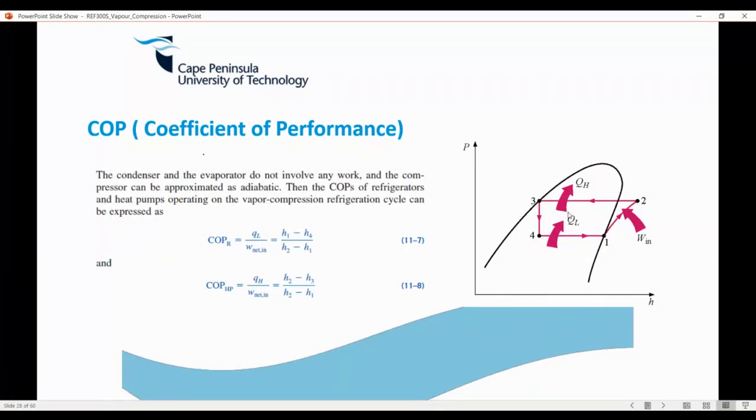The vapor compression cycle, depending where you are, can be used for two reasons. You can use the heat, the QH, or you can use the QL. Depending on the application, that's the COP you're going to use. Predominantly, you use H1 minus H4 divided by H2 minus H1. If you're using a heat pump, you use H2 minus H3, because the heat rejected is the main thing.